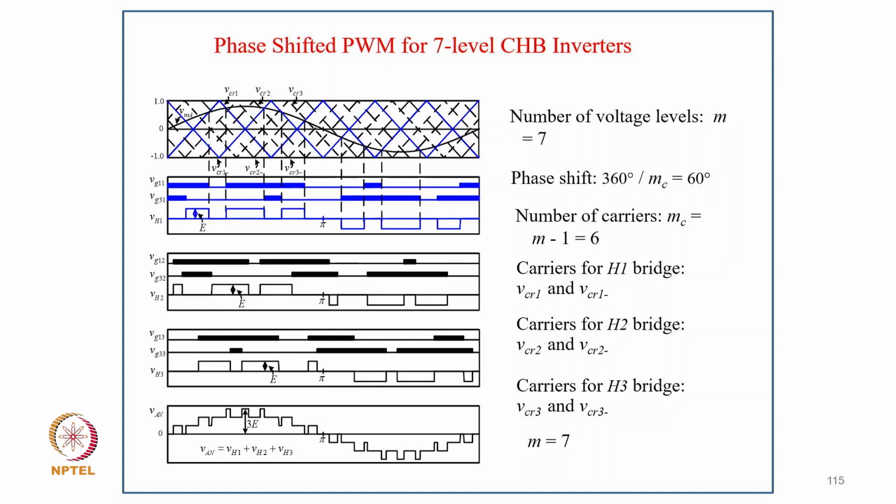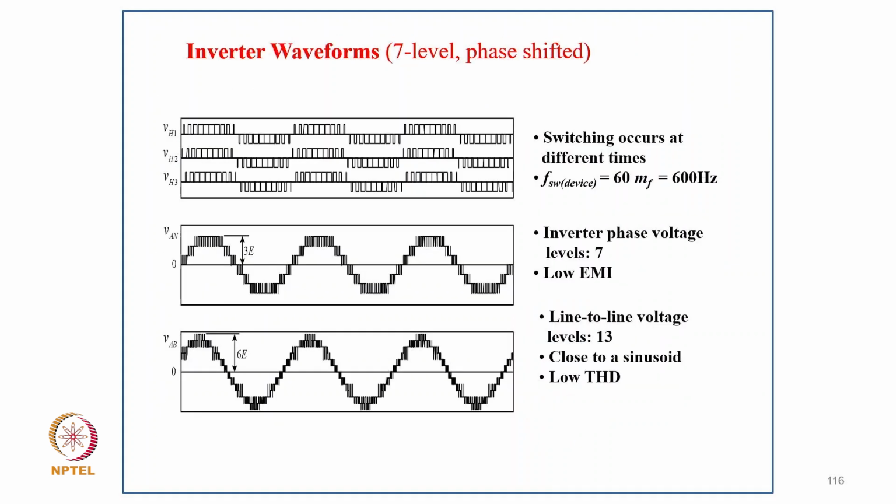The carriers for the H1 bridge are VCR and VCR minus, the carriers for H2 are VCR2 and VCR2 minus, and the carrier waves for H3 are VCR3 and VCR3 minus, and M equals 7. And these inverter waveforms are phase shifted. So switching occurs at different times, and I have switching frequency equal to 6 MF, that is 600.